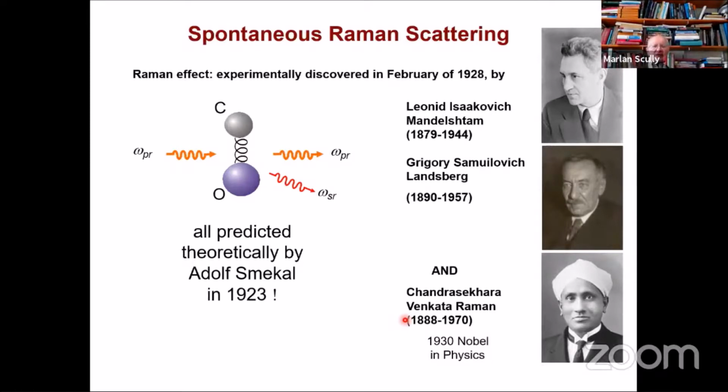Remember that your friend and mine, Adolf Smekal, in 1923, before quantum mechanics, before de Broglie and Schrödinger, predicted the scattering event, which is now known as the Raman effect. Even though Mandelstam and Landsberg had it at exactly the same time, it became known as the Raman effect. Raman, a brilliant physicist in India, actually bought his ticket to Sweden before the prize was announced, because that's how long it took to get to Sweden.